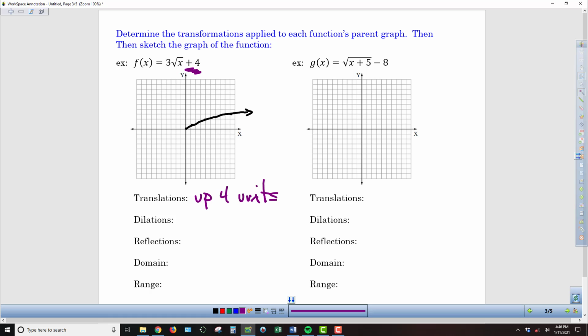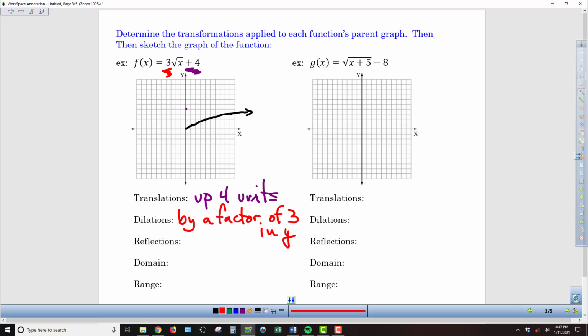So now, instead of our graph starting at the origin, we know that our graph is going to start off up 1, 2, 3, 4, right there. If that was the only change, then we would just recreate the exact same graph as we see there in black. But we also have a second change, which is this 3 that's multiplying the square root of x. So that causes a dilation in the vertical direction. So we have a dilation by a factor of 3 in y.